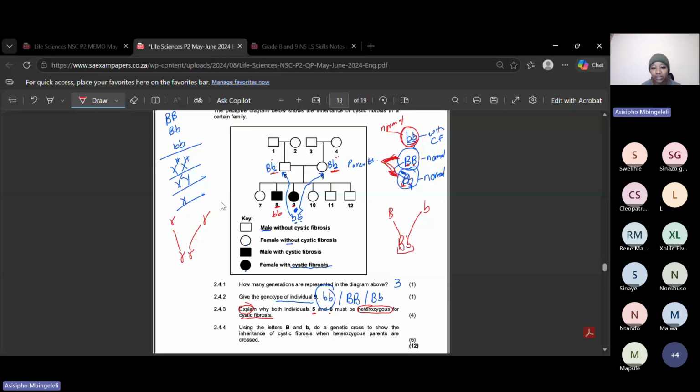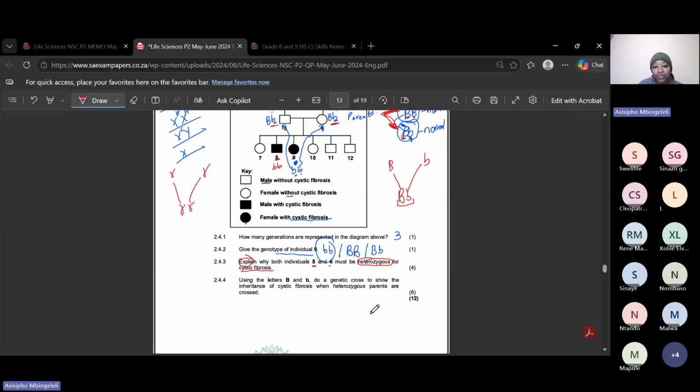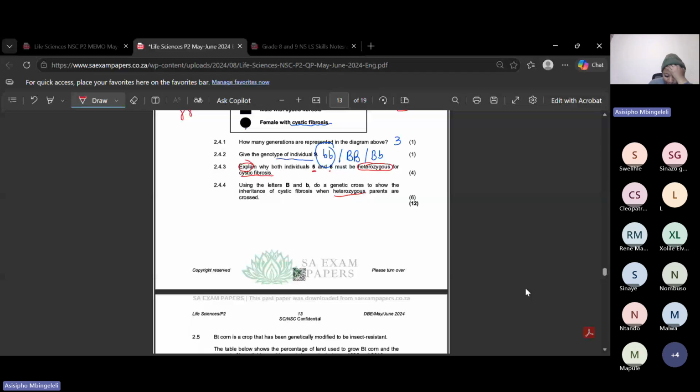That is very important. Okay, I'll take questions now. Using the letters B, do a genetic cross to show the inheritance of cystic fibrosis when heterozygous parents are crossed, meaning two heterozygous parents. You do a cross. And how many marks? 6 marks. So I do not have space, but this would be your cross.